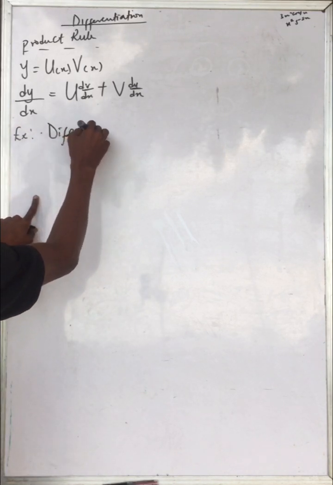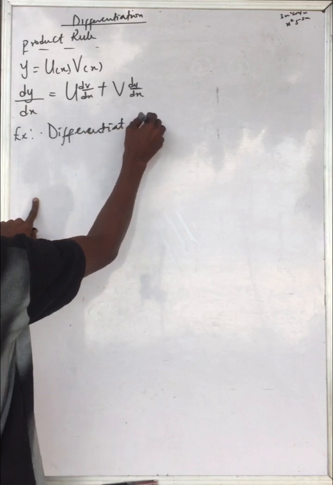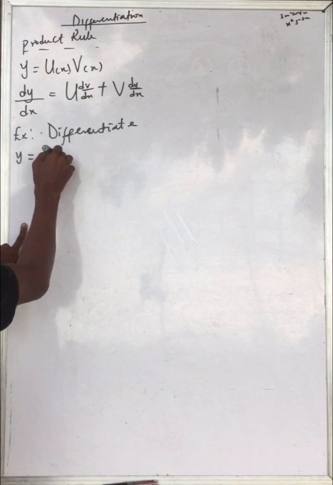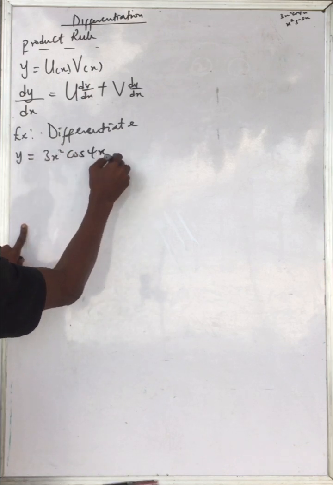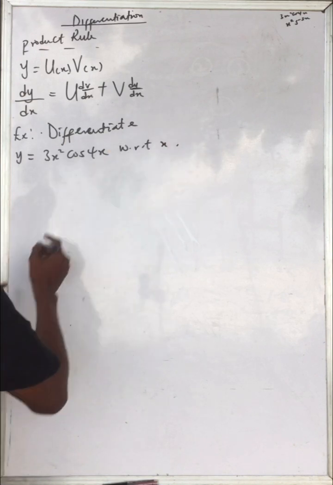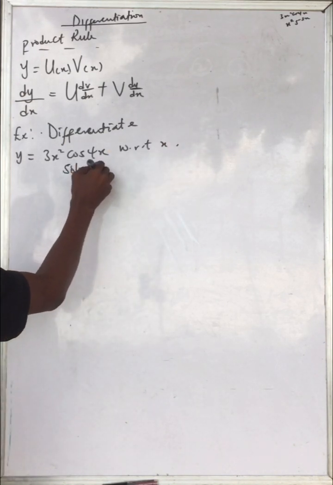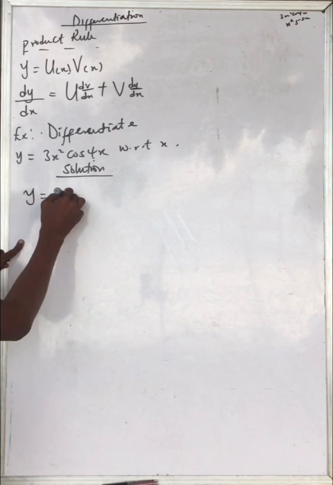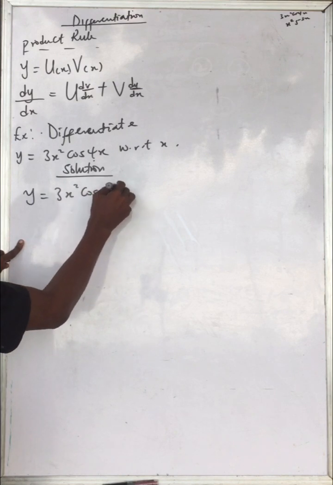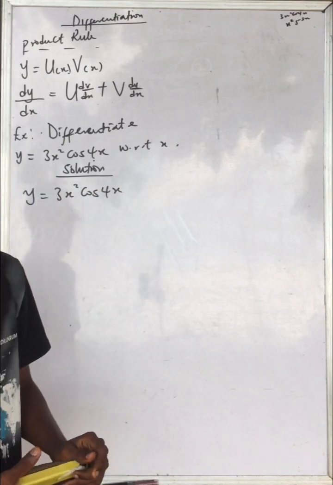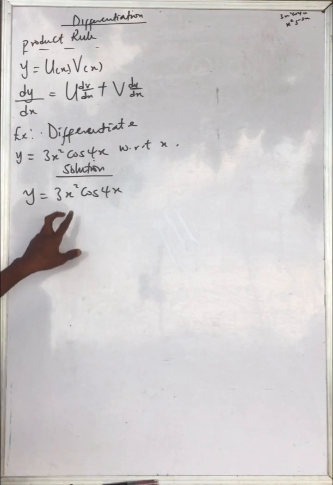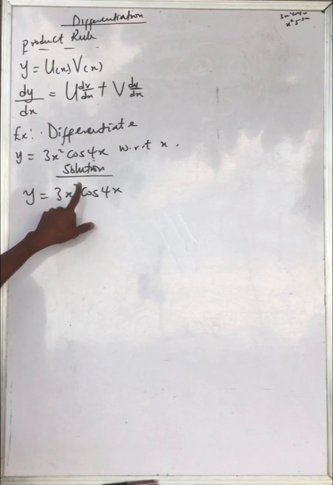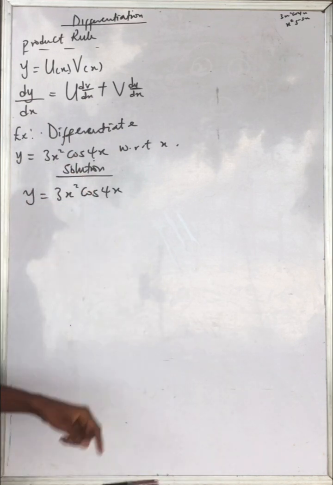Differentiate y is equal to 3x squared cos 4x with respect to x. Solution. Now the question says we should differentiate 3x squared cos 4x with respect to x. Look at the question very well. You realize that they are in the form of multiplication. We can rewrite this one as 3x squared multiplied by cos 4x.